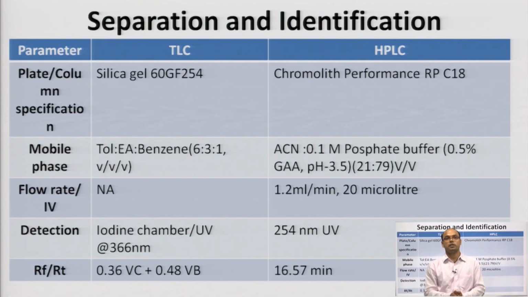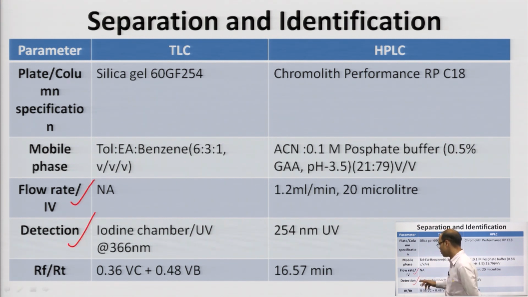If we look at the separation and identification of the phytoconstituent, we have various techniques like TLC, HPLC and HPTLC. For TLC, we have used pre-coated plates of silica gel 60 GF 254. The mobile phase for TLC detection was toluene, ethyl acetate and benzene in the ratio of 6:3:1 volume by volume. Flow rate is not applicable in TLC analysis, it is for HPLC analysis.